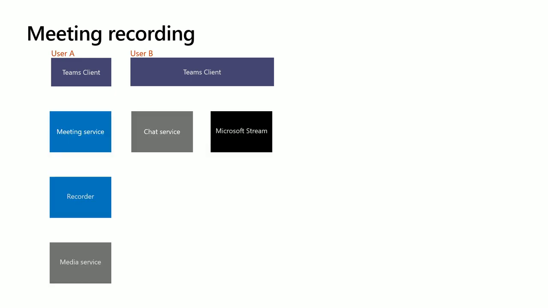So I mentioned earlier meeting recording. This is how it works. This is actually, I think, kind of cool. So you've got user A using the Teams client and user B using the Teams client. There's a meeting service, the recorder and the media service, and of course the chat service and Microsoft Stream. We alluded to those before, but here's really how it works.